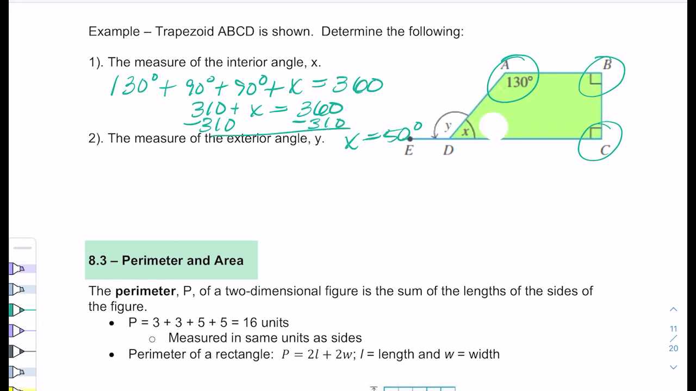Now try to think about how we found an exterior angle if you know the interior. How am I going to figure out Y? If you'll recall, X and Y are on a straight line, which has 180 degrees. So all I need to do now is take 180 minus 50, and it gives me 130 degrees. So Y is 130.